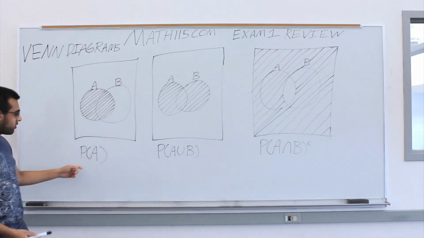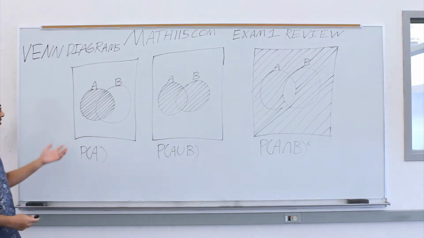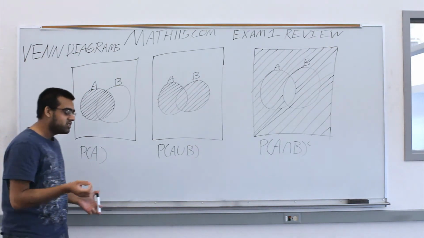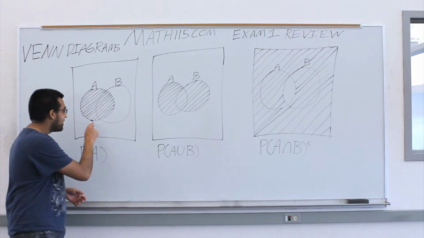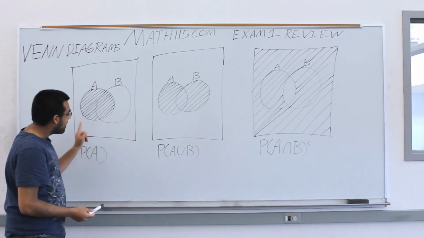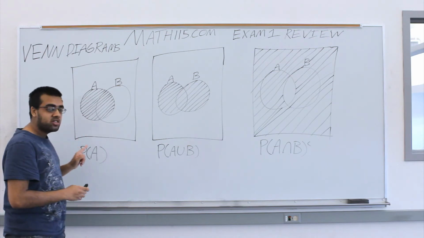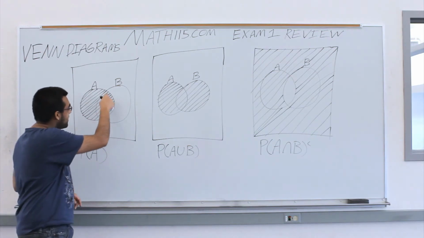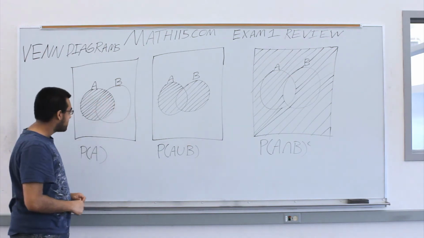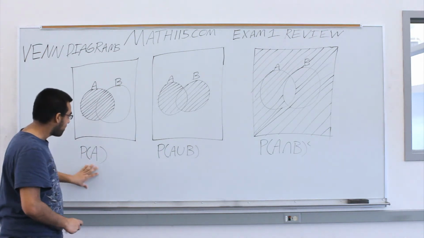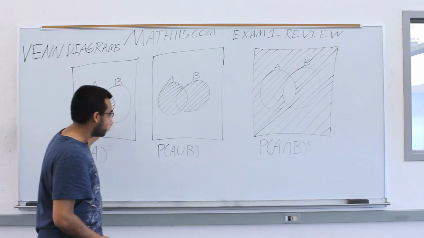This is the most common one, probability of A. We all know that the probability of A is the entire A circle. However, what people need to remember is that the probability of A is not the same thing as the crescent right here. Probability of A is the crescent and the intersection, but that is not the same thing as just the crescent. So that's very important to remember. Probability of A is everything in A.